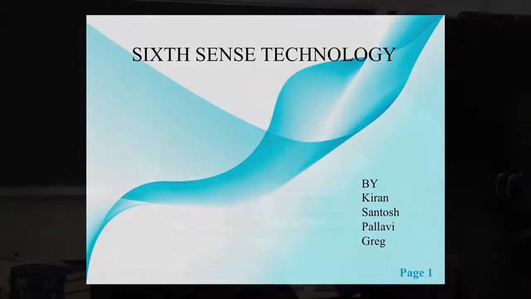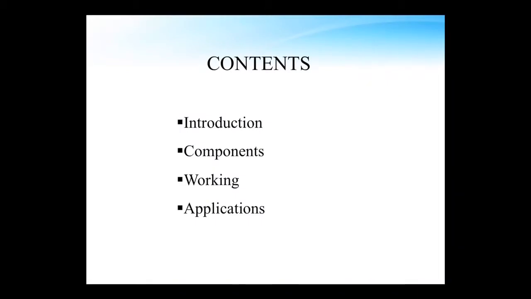Our topic is Sixth Sense technology. Today, we would like to share some information on Sixth Sense technology, like who developed this concept, what the components of Sixth Sense are, the working principle, and the real-time applications of Sixth Sense technology.